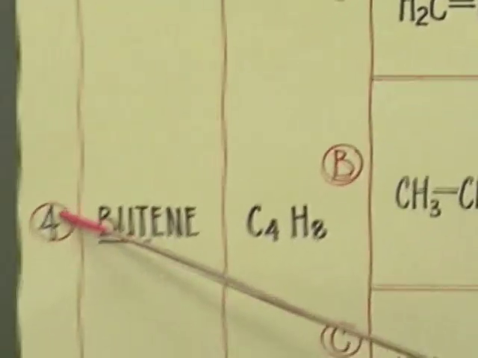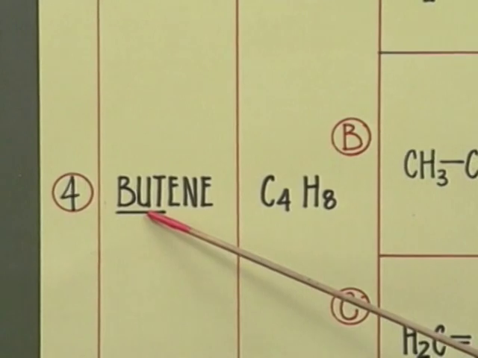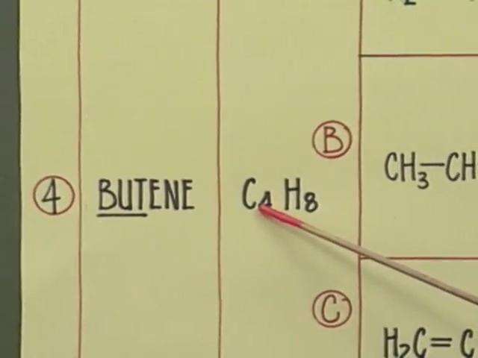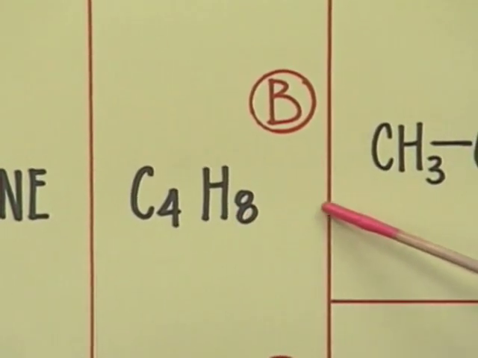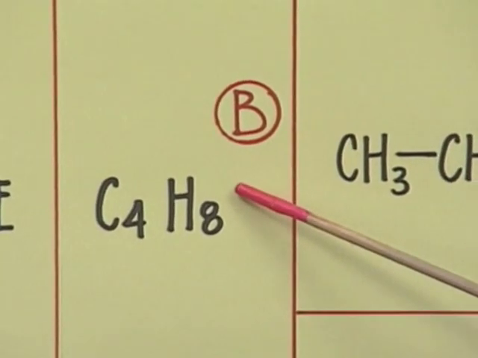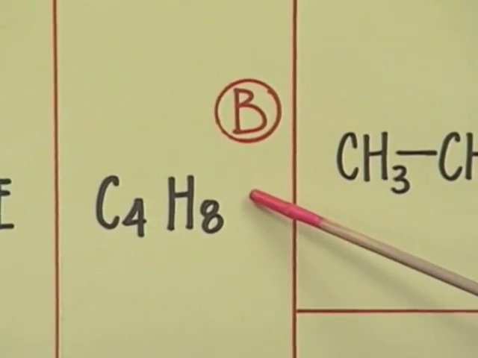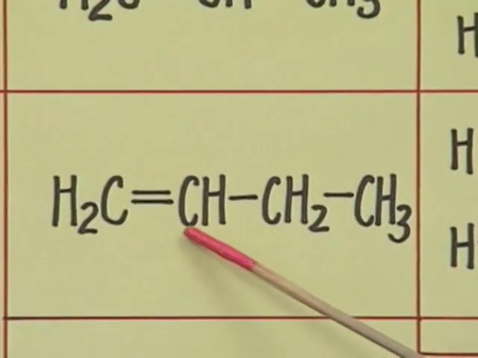Now the third member is butene, the but indicating that we have 4 carbon atoms. And we have twice as many hydrogen atoms, so we have 8 hydrogen atoms there. In this case, we can have 3 structural isomers. Now, we look at the first example here.